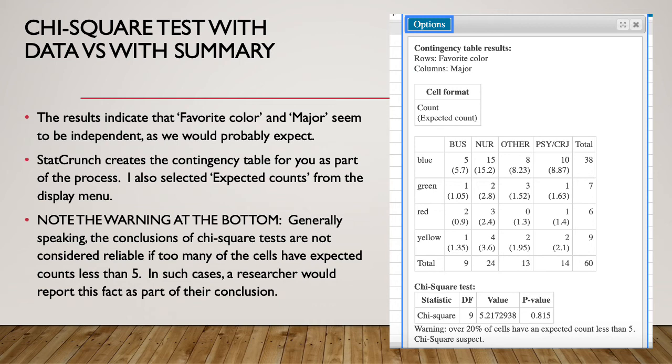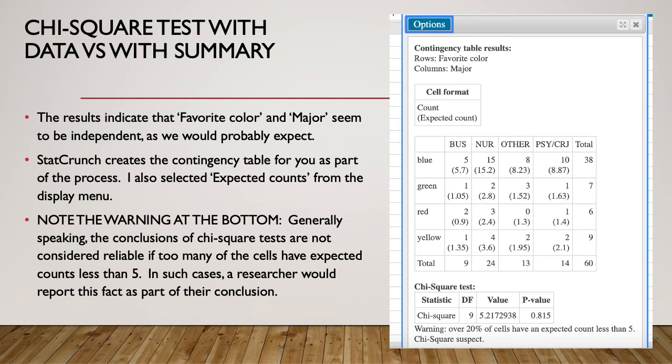you get results just like before. At the bottom, we can see it's a chi-square test. The degrees of freedom is 9, gives you a chi-square value of 5.2 and a p-value of 0.815. That's a large p-value. It would certainly not be less than 0.05, so we would fail to reject the null hypothesis. It looks like favorite color and major are independent. They don't have any variation or dependence on each other.